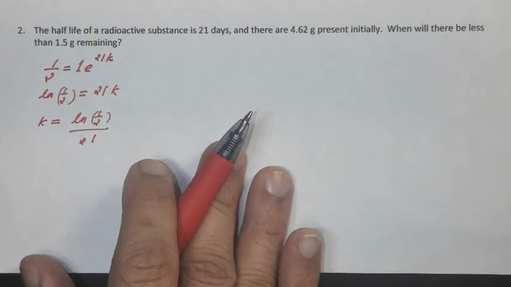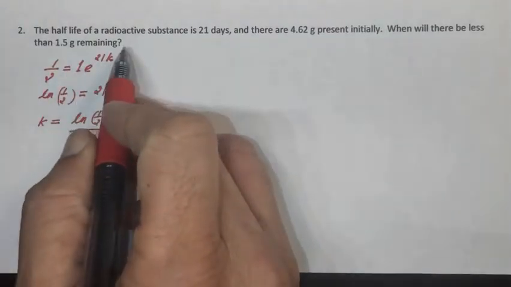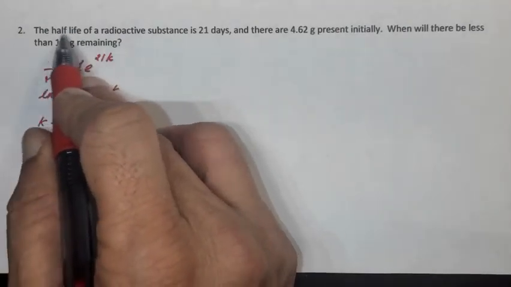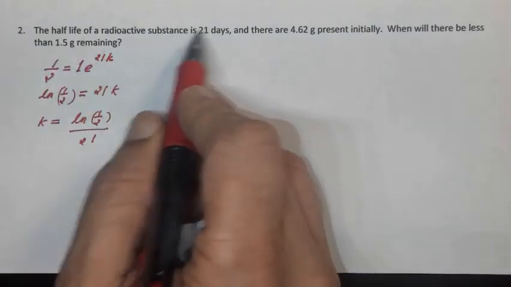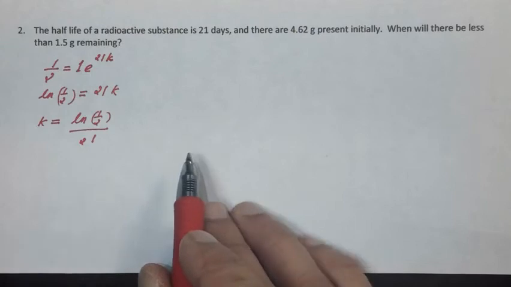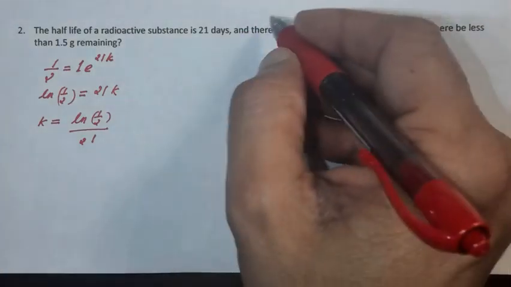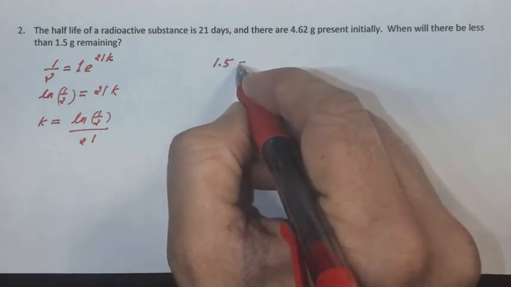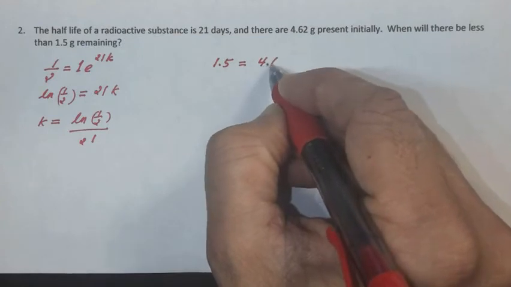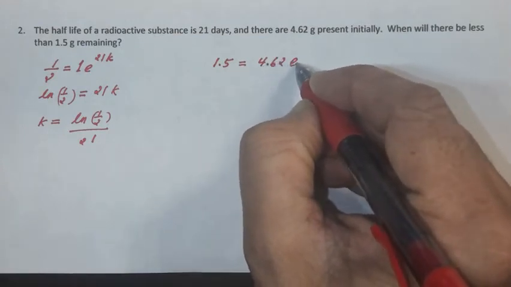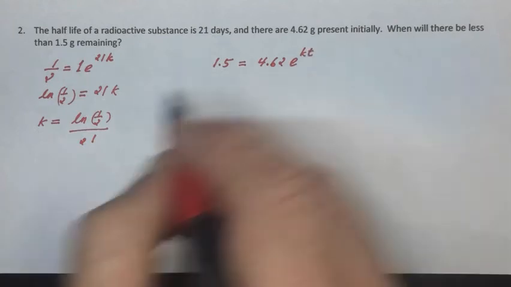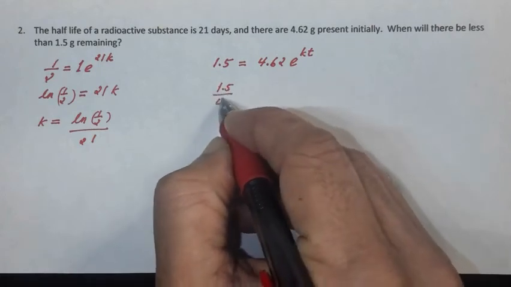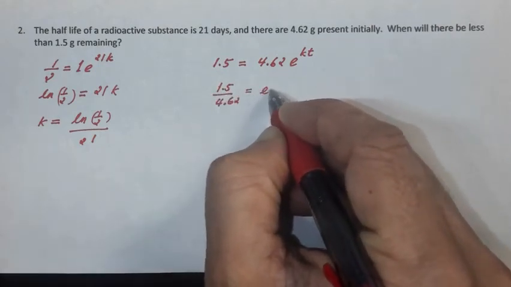Now let's look at the second half of the problem. When will there be less than 1.5 grams remaining? We need to find the time it takes for the radioactive substance to reach 1.5 grams remaining. Okay, so we will set up the equation. We know the final amount is going to be 1.5 grams. Initial amount is 4.62 grams, e to the power of kt, the same formula that we used before, and 1.5 divided by 4.62 is equal to e to the power of kt.